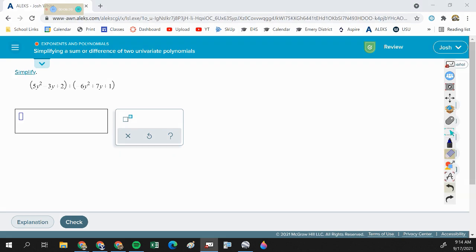So here we're adding these together. That would be -y². Those combine to be 4y, and those combine to be 3. Okay, that takes care of 2.1.